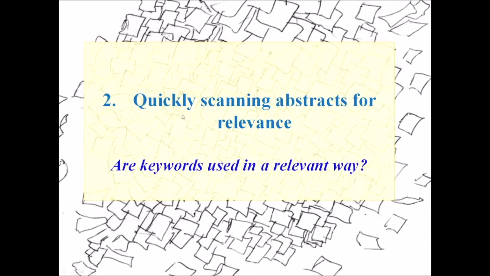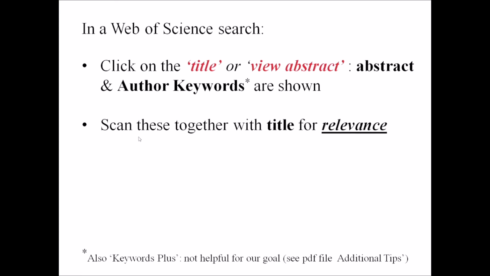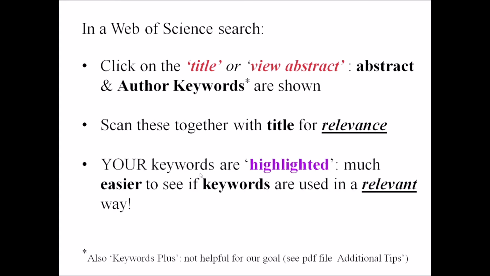Next, how to quickly scan abstracts, especially long lists of abstracts for their relevance. Are the keywords used in a relevant way in these abstracts? So in a Web of Science search, click on title or click on view abstract, and the abstract and author keywords and the title of course are shown. Scan these together with the title for relevance of the keywords. As you will see, your keywords are highlighted, which makes it much easier to see if these keywords are really used in a relevant way.